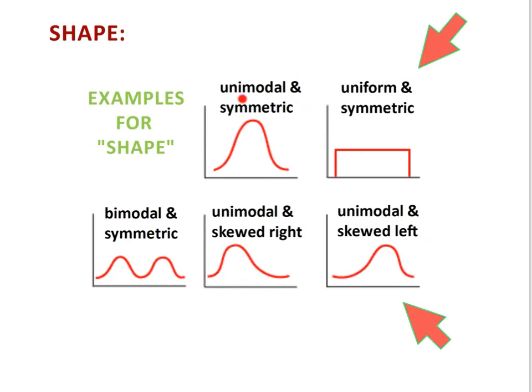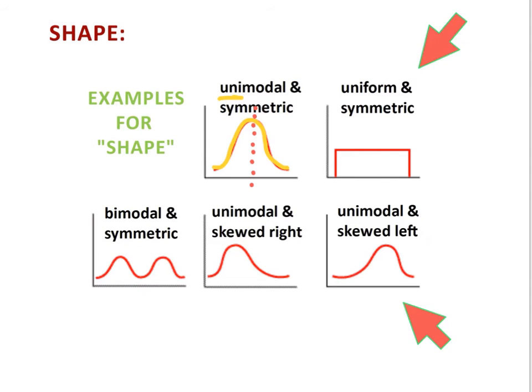The first one is unimodal and symmetric. That means it has one peak. Uni means one peak, and symmetric meaning it looks the same on both sides. Or if I were to draw a little line going down the middle, it looks like it mirrors itself.